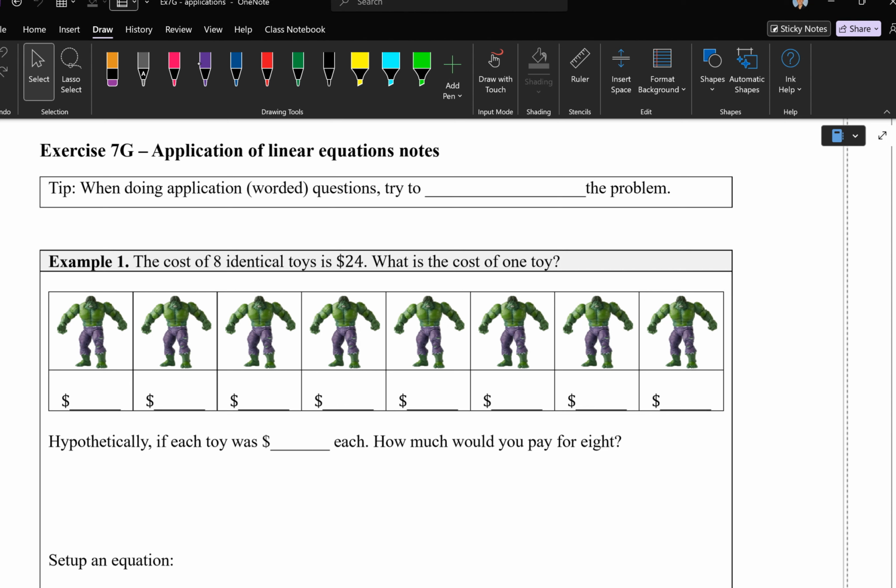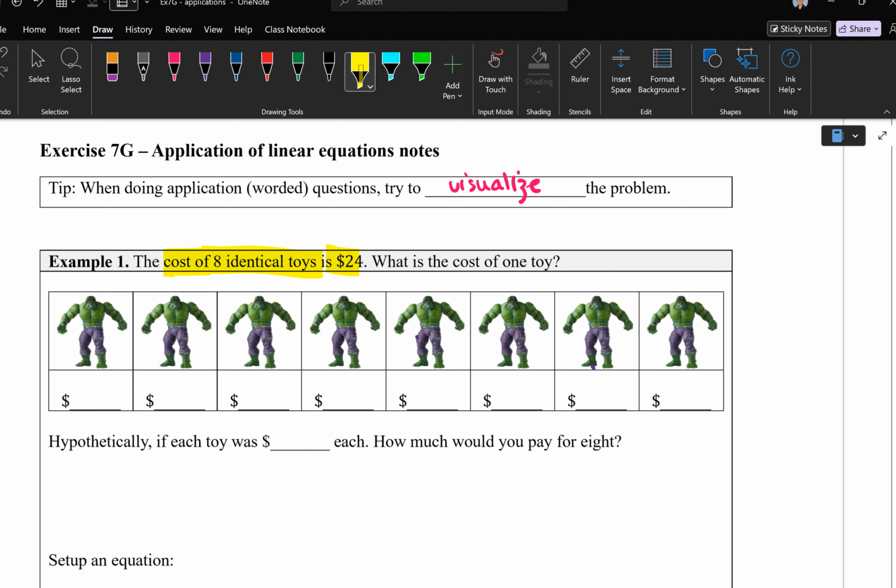Yeah? So, when doing application worded questions, try to, and fill this in, it helps when you visualize the problem. Visualize the problem means that you draw it. So you can see in the first example, I actually copied a picture of a toy Hulk to illustrate the concept for you to think about, well, how would I actually model it and do it? Because most of us know the answer already. So if I just told you that there were 8 identical toys that you bought for $24. So how much did each toy cost?